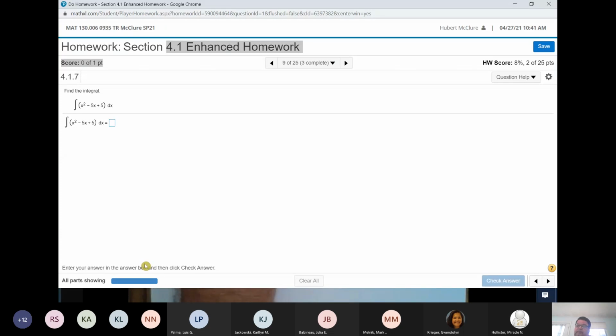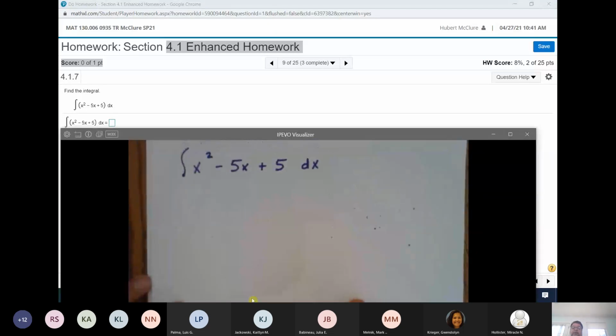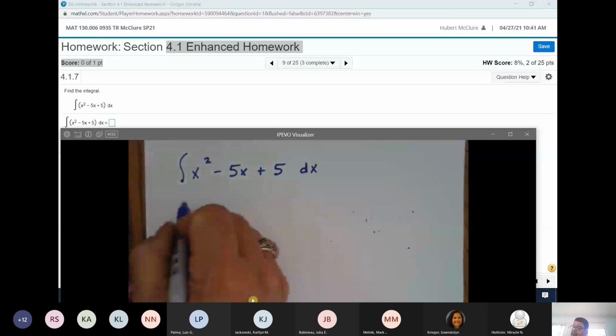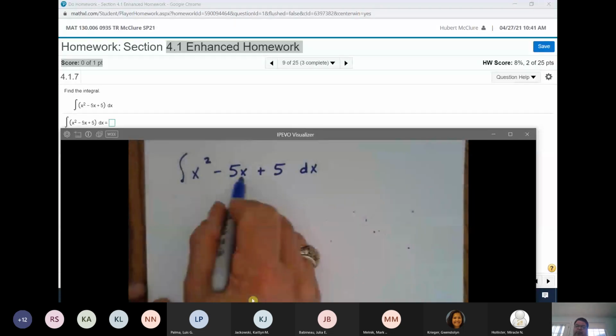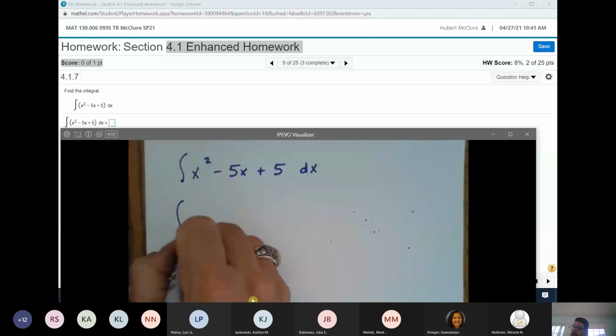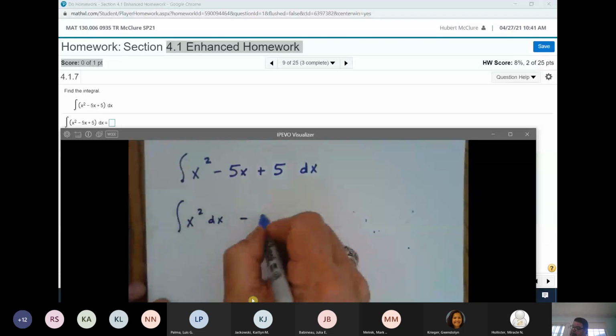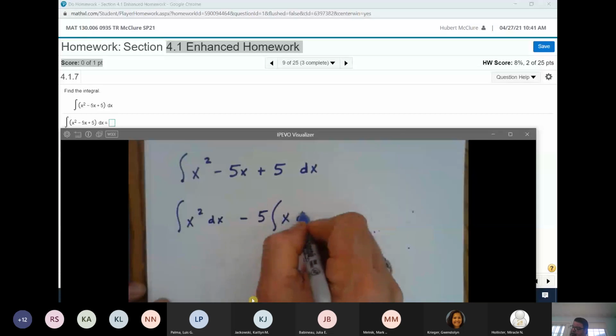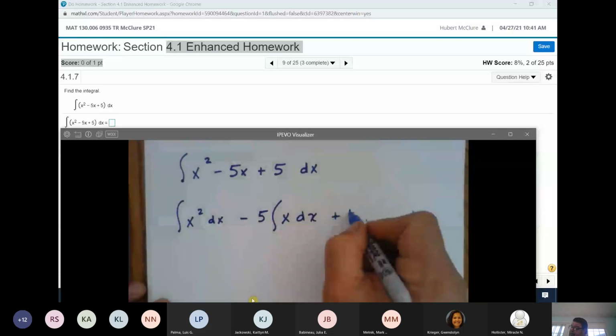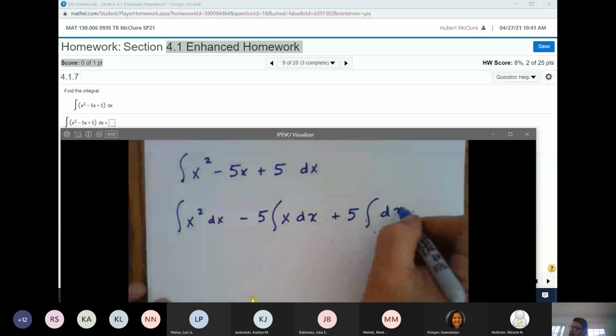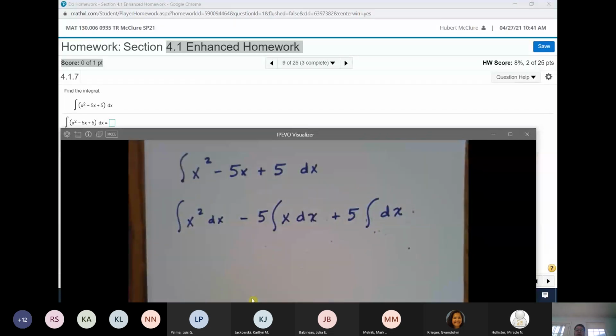Antiderivative of x squared minus 5x plus 5 dx. Now the rule of sum and difference of antiderivatives as well as derivatives, I can break this up into 3 separate problems. X squared dx minus 5x dx plus 5 dx. There, I broke them up into 3 different problems.